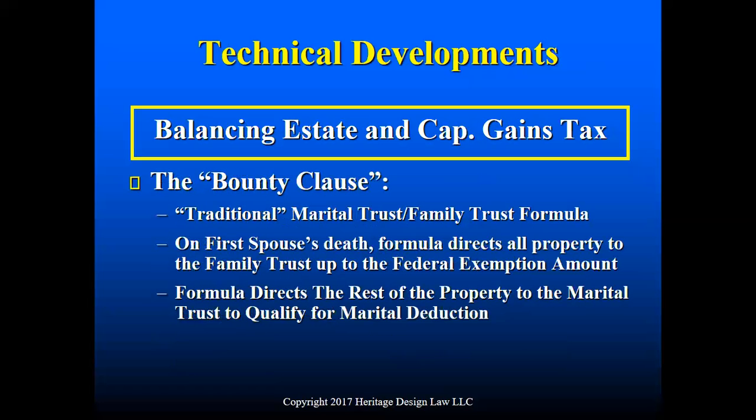So here's what the formula clause does. The traditional marital trust, family trust formula, that's the one that we just showed you with the A and B trusts, with the surviving spouse's living trust off to the side. On the first spouse's death, the formula directs all property to the family trust up to the federal exemption amount, and it directs the rest of the property to the marital trust to qualify for the marital deduction. So there would be no tax on the death of the first spouse by using the federal exemption amount and the marital deduction.